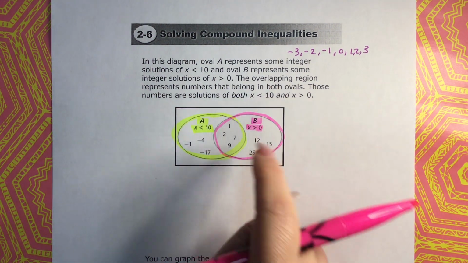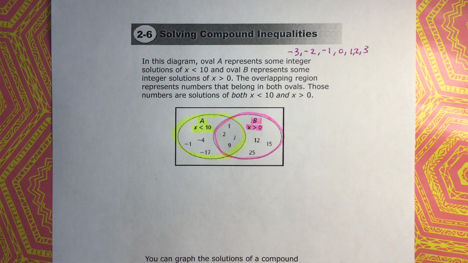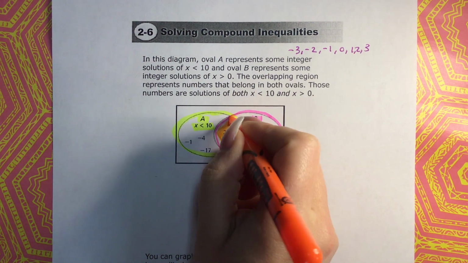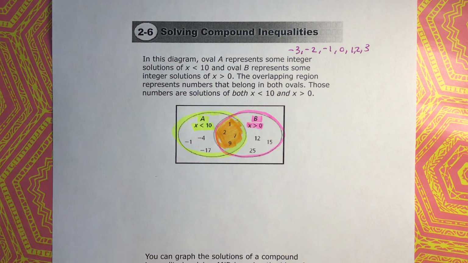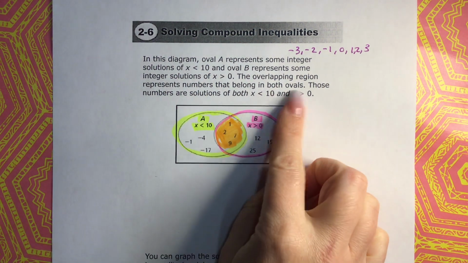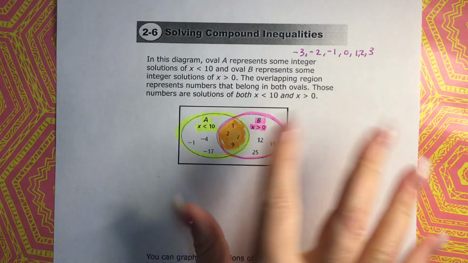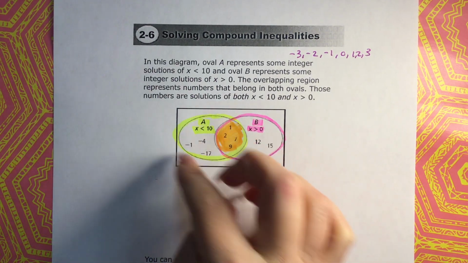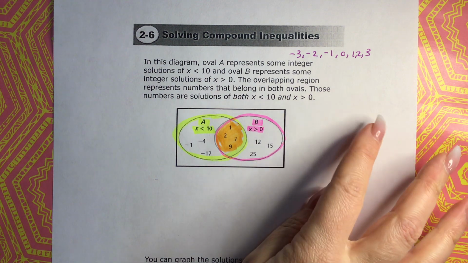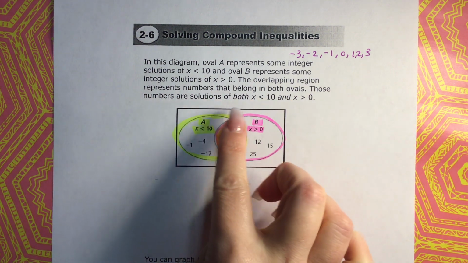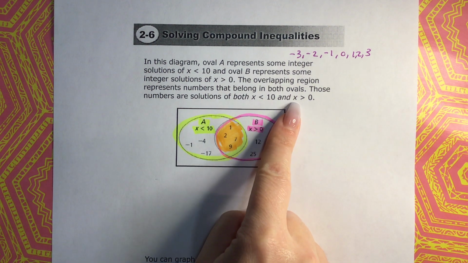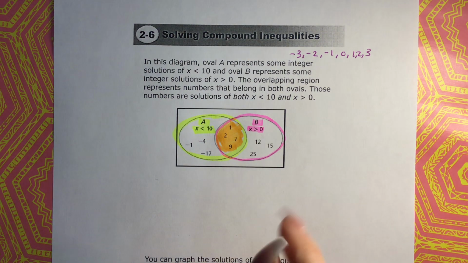The overlapping region, you see where both of them combine, is right here. This is where the two circles overlap, and pink and yellow make orange. Okay. The overlapping region represents the numbers that belong in both ovals. So see, these numbers are in this oval B and oval A. That means those numbers are solutions of both x is less than 10 and x is greater than 0.